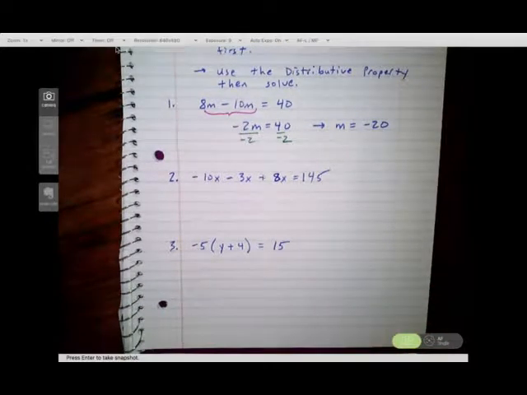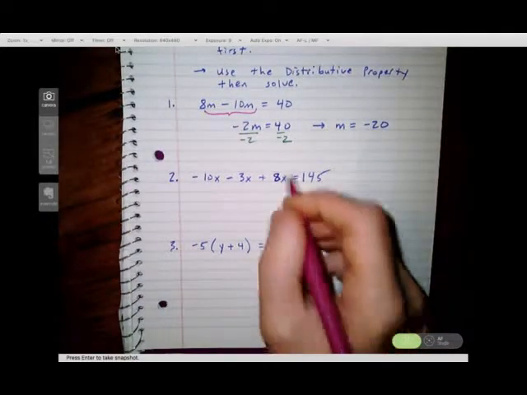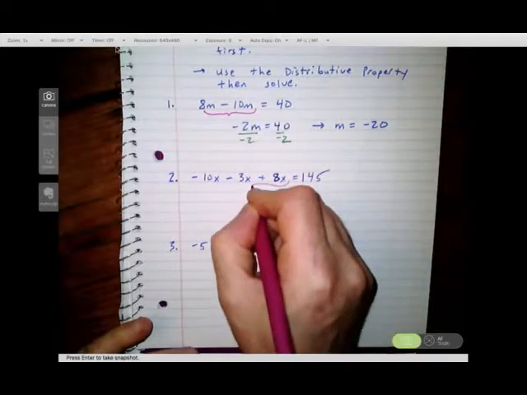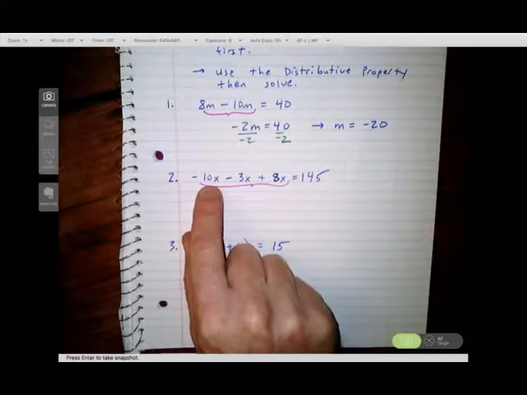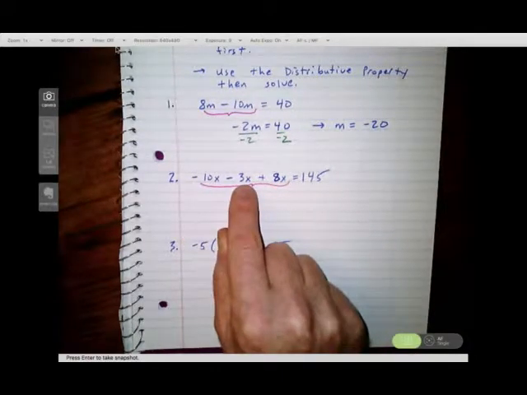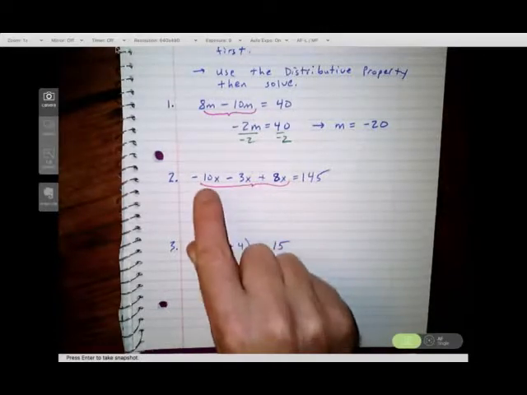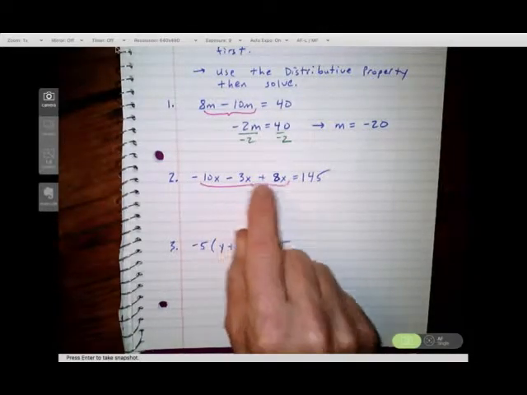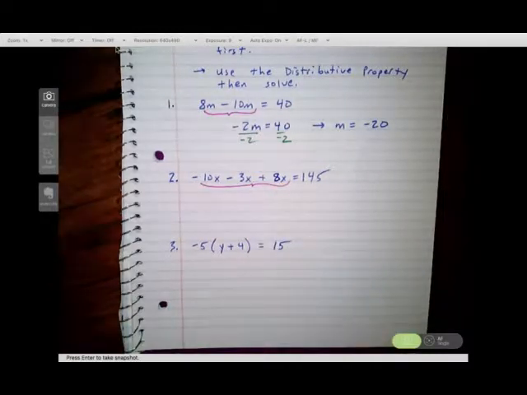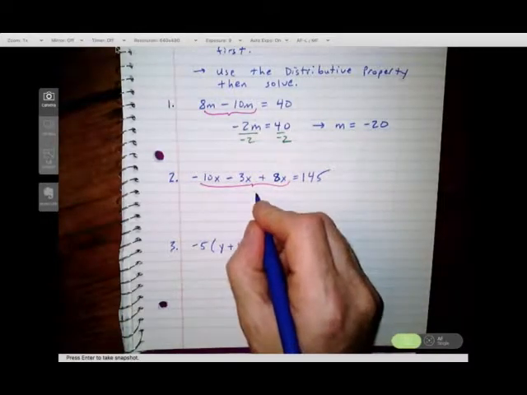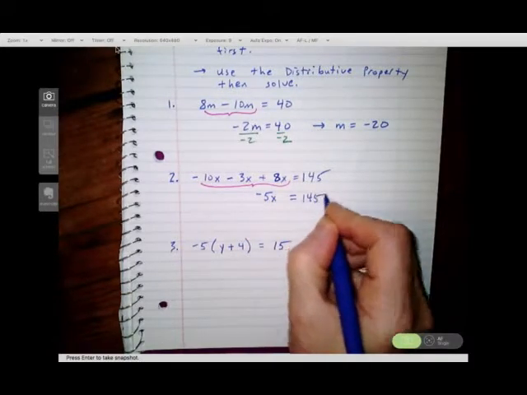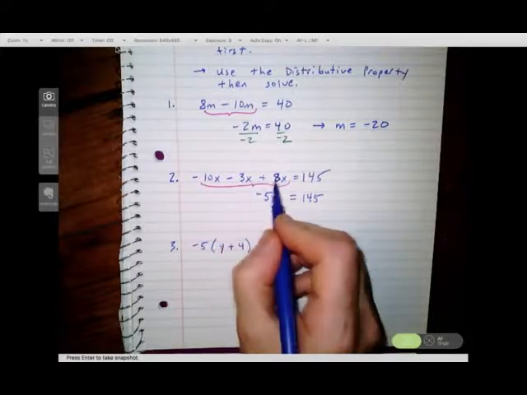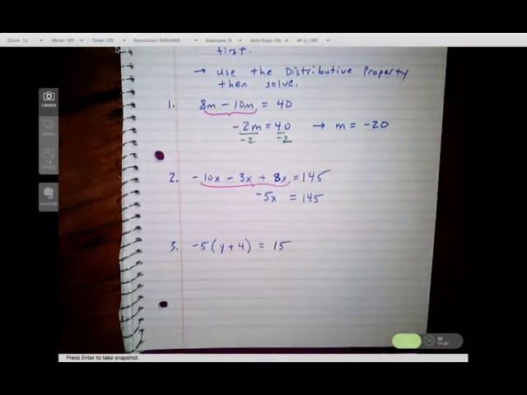Okay, this one looks a little crazy, but it's not. It's just the same thing. It's just got 3 variable terms this time. So we're going to combine all those first. Just going down the line, negative 10 and negative 3 is negative 13. Plus positive 8 is going to be negative 5x. This side's 145. Negative 10 and negative 3 is negative 13, plus 8 is negative 5.